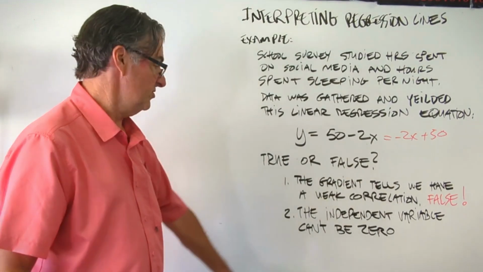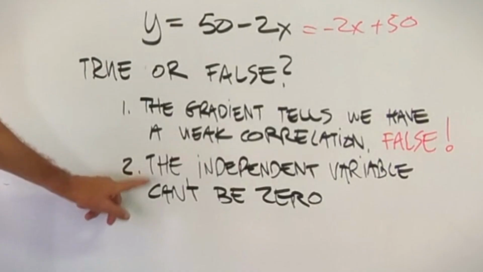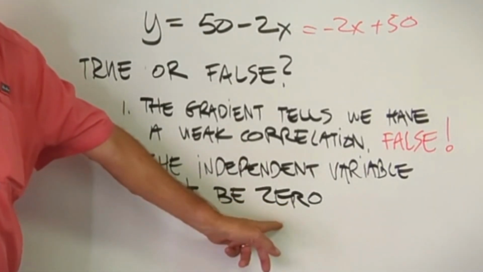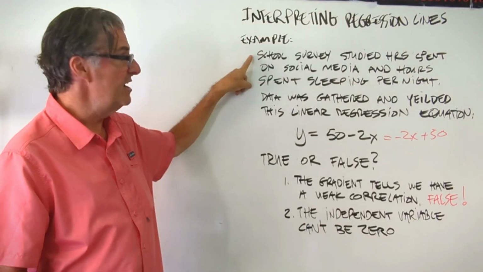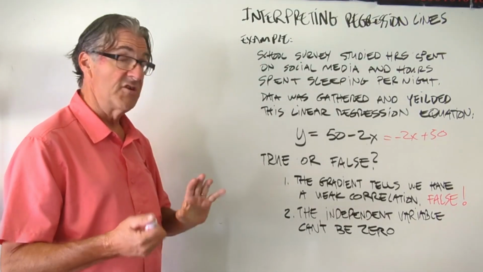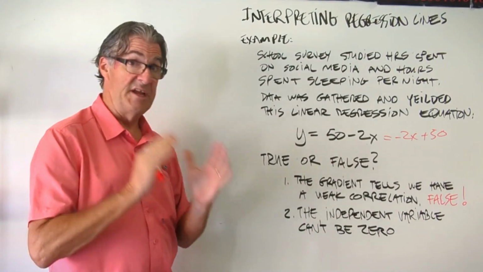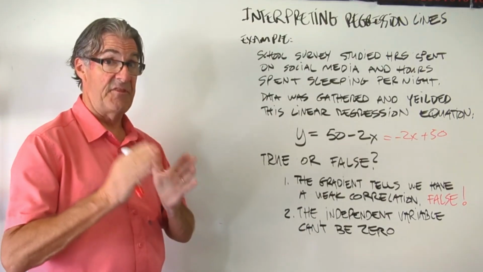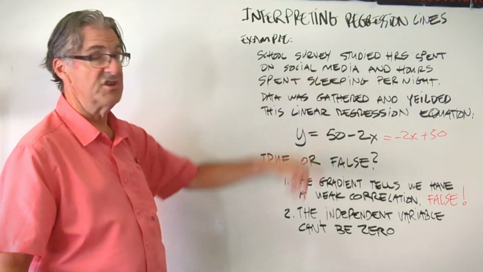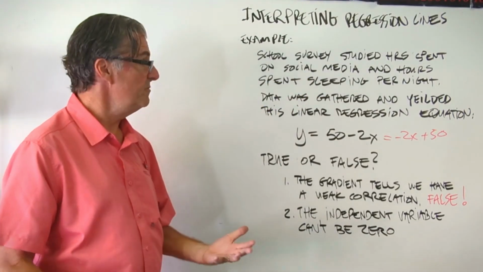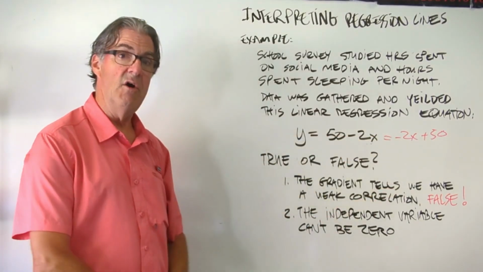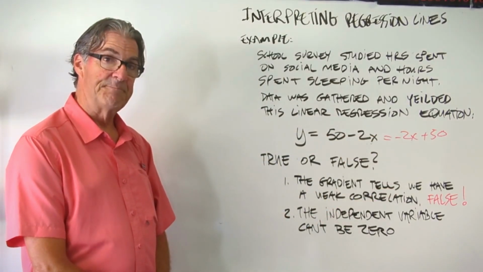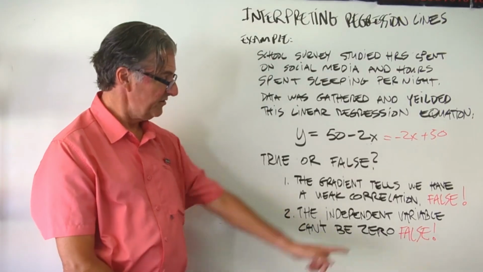Now let's look at number 2. The independent variable can't be 0. To answer this question, you have to think about our scenario, and tell me whether or not the independent variable can be 0. Remember, independent is x, it's the thing you control. In this situation, it's the time spent on social media. So this can't be 0. Pause the video, think about that, and come back. This one is also false.